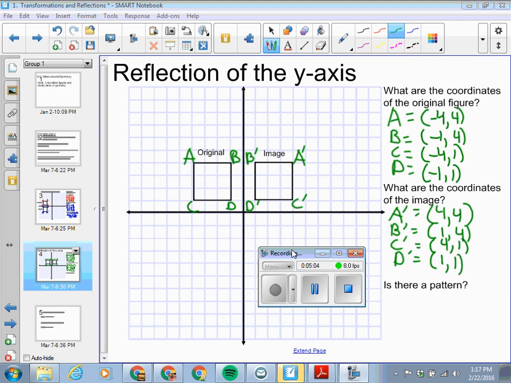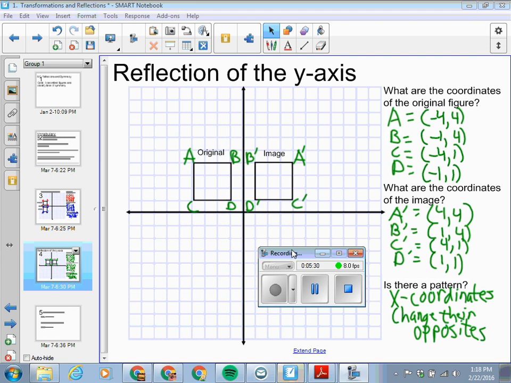And I'm sure you guys can see by now, or may have figured it out before we even got to this point, that when we reflect over the y-axis, the x-coordinates change to their opposites. So if you guys are working on a paper or something like that, or working on transformations, if you don't find these patterns happening, you either maybe miscounted your points or possibly didn't label your points correctly. You should follow these patterns each time you reflect.